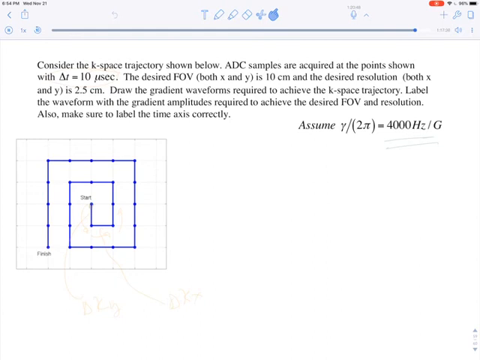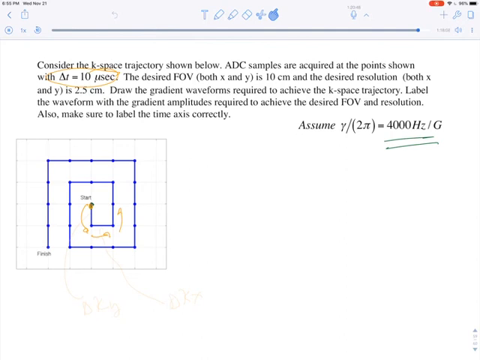Question? Can you upload them? Yeah, this is in the slides that are posted. So this is the thing you'll do. You'll assume that gamma over 2 pi is 4,000 hertz per Gauss. This is the trajectory you want to take, and the assumption is that you start at this point in k-space, at the center, and then every delta t you move one hop. The time interval between those dots is this delta t of 10 microseconds. So first delta t, you move one, and then the next, and the next.